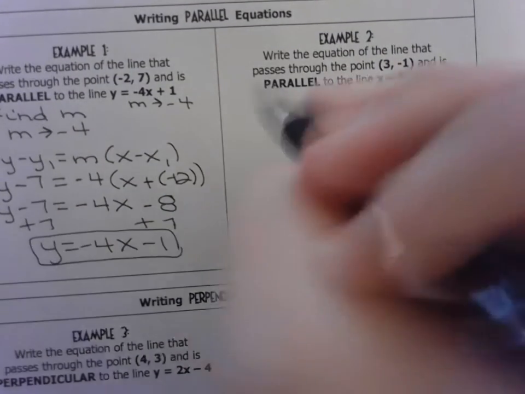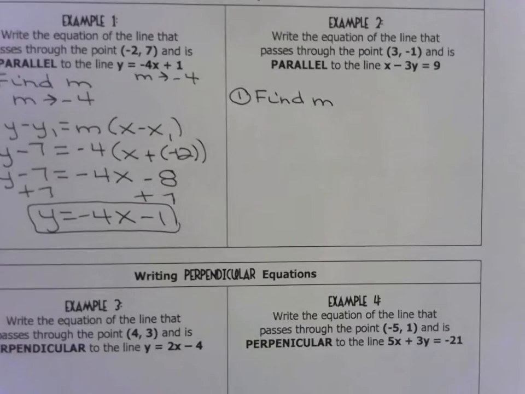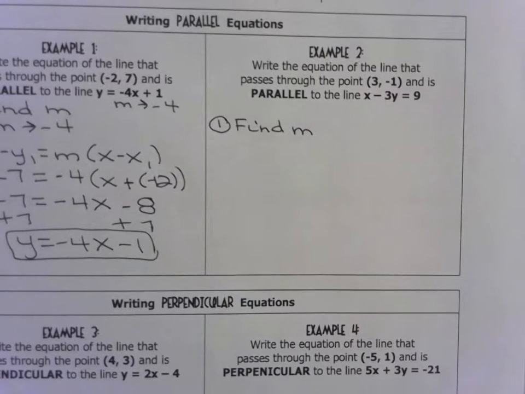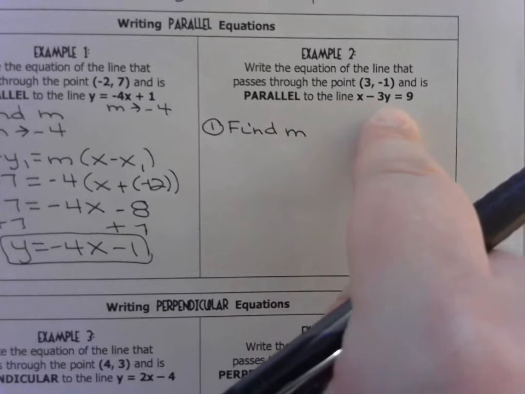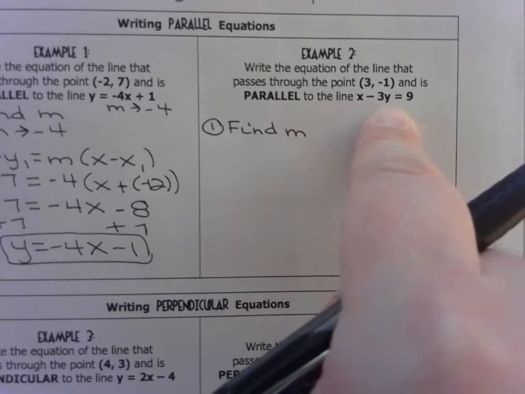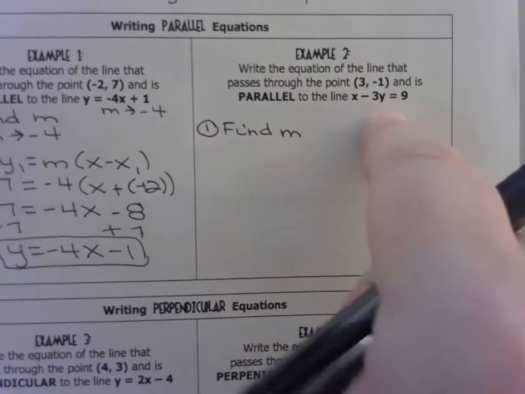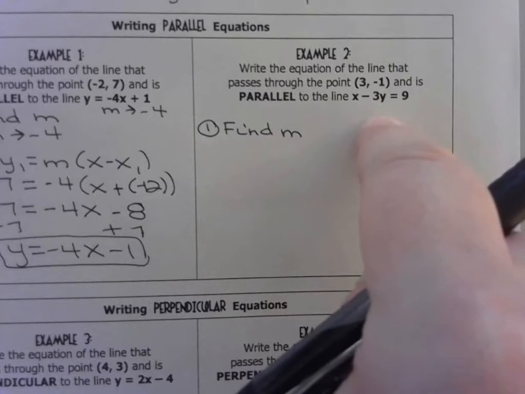So let's go and look at number 2. First thing we need to find is the slope. I want to write the equation of the line that goes through the point (3, -1) and is parallel to this line. I need to find the slope of the line I'm trying to write. If I know it's parallel to this line, I know the slopes will be the what? Same. If the line I'm trying to write is parallel to this line, I know the slopes are the same. So let's try to find the slope of this line, and then I know my slope that I'm trying to write will be the same.